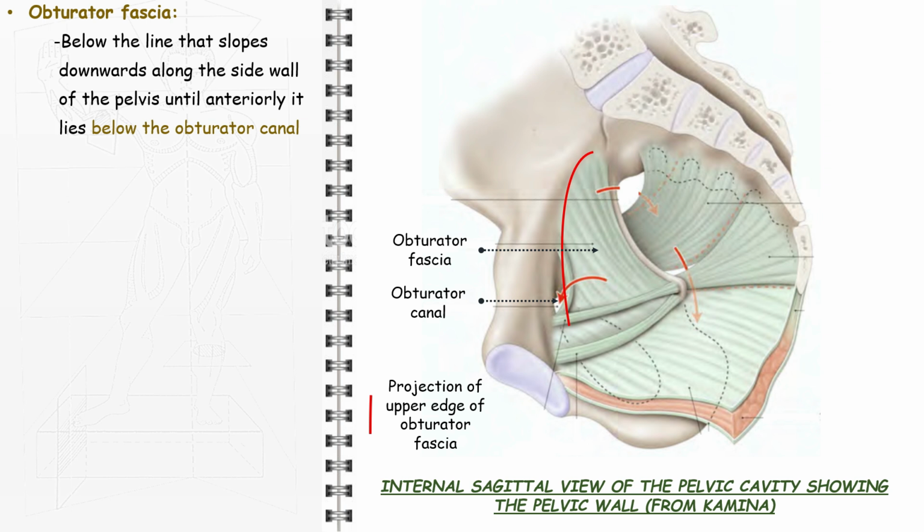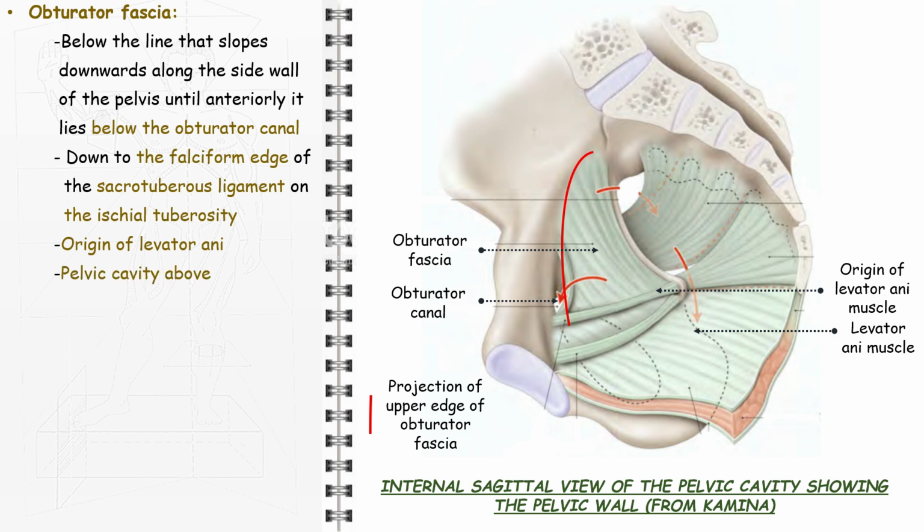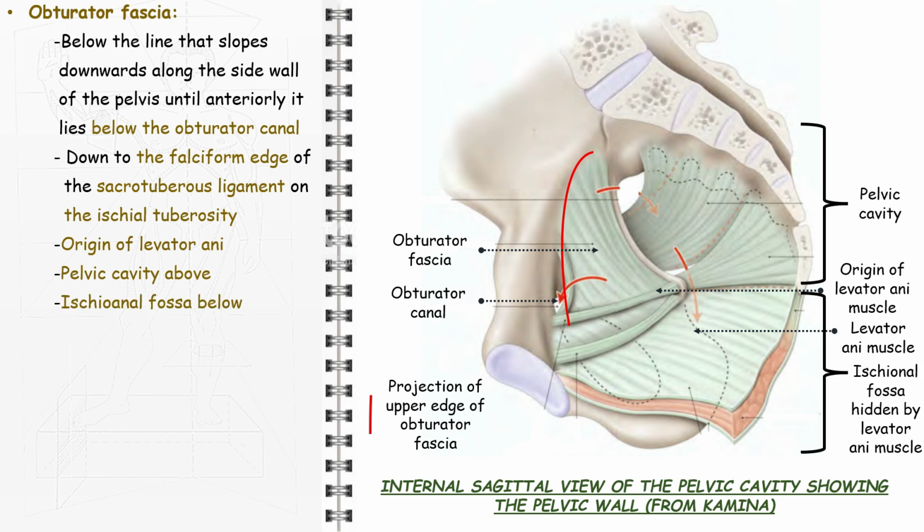This is attached to bone at the margins of the muscle down to the falciform edge of the sacrotuberous ligament on the ischial tuberosity. The white line for origin of levator ani slopes across the obturator internus fascia. The pelvic cavity is above this line, the ischial fossa below it. The posterior surface of the body of the pubis and of the pubic symphysis is bare of both muscle and fascia. Do not confuse the obturator membrane in the foramen with the obturator fascia on the internal surface of the muscle. The pelvic floor will be treated within the coarse abdominal wall.